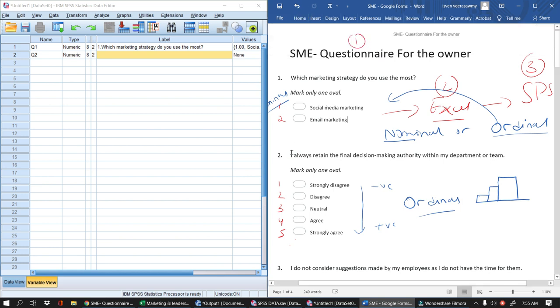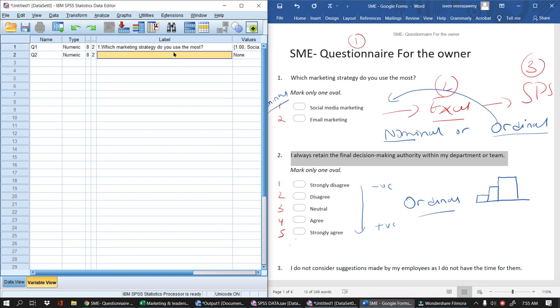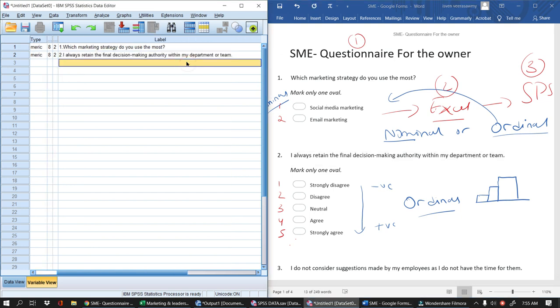The whole question. Now you move to the next cell. Of course you will have to do the coding because there are categories in the question.